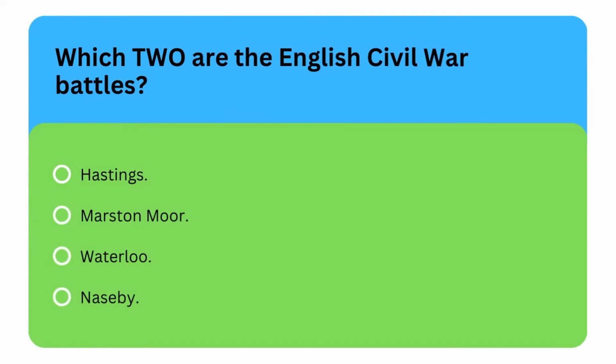Next question is, which two are the English Civil War battles? Options are Hastings, Marston Moor, Waterloo, or Naseby. So the correct two options are Marston Moor and Naseby.